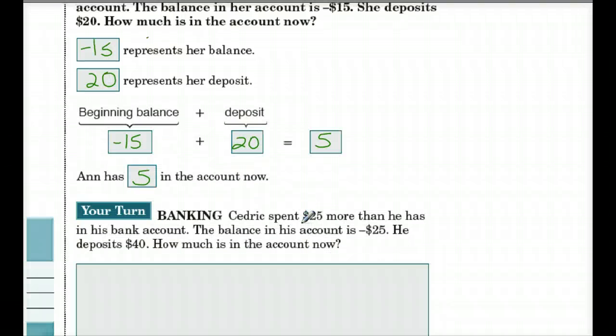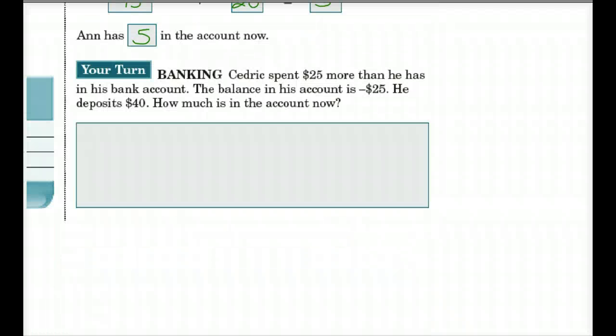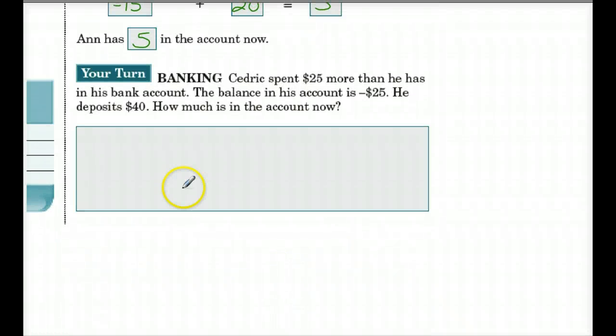All right, your turn. Cedric spent $25 more than he has in his bank account. The balance in his account is -$25. He deposited $40. How much is in his account now? So pause here, see if you can write an equation for that and give me the answer.